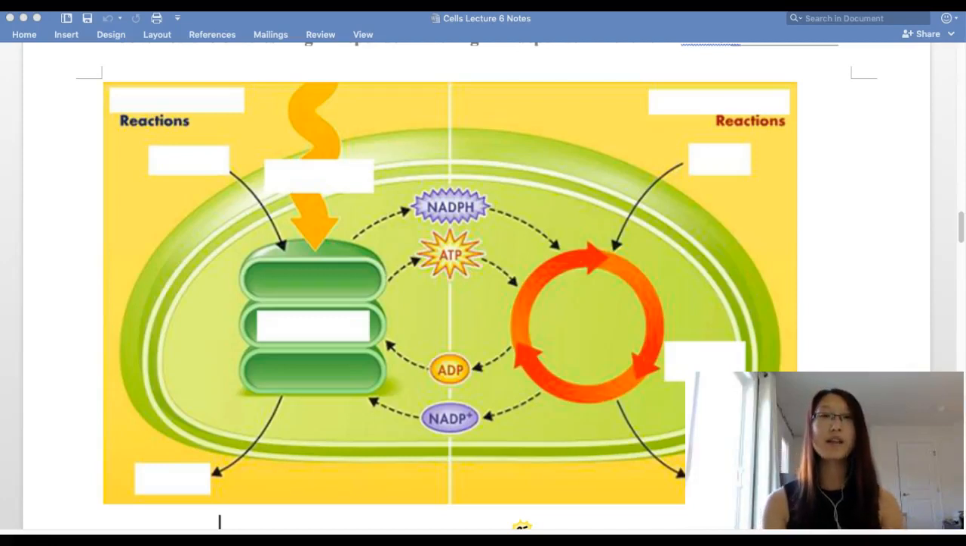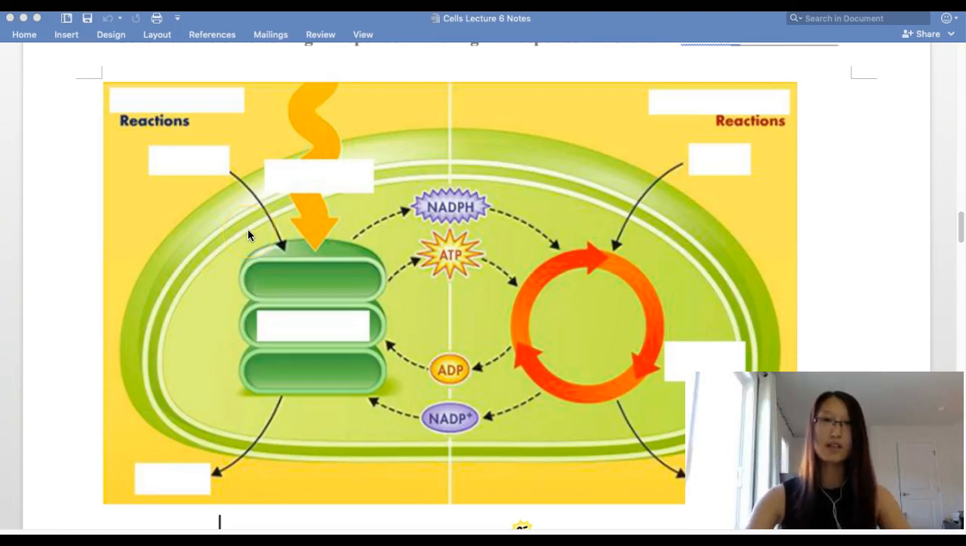Hello everyone, in this video we're going to talk about the different steps of the light-dependent reaction and the light-independent reaction of photosynthesis. So first you want to take a look at this picture right here. You have to be able to fill out every single part of this picture, including these four parts, on your own, okay? It's very likely that you're going to see this exact picture on the test.